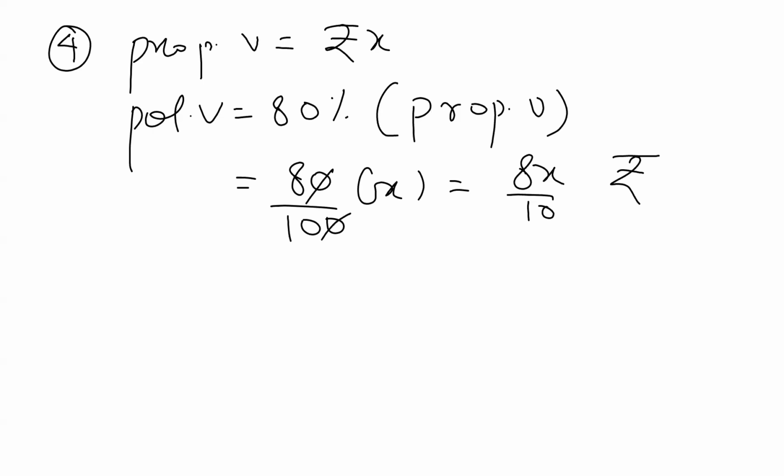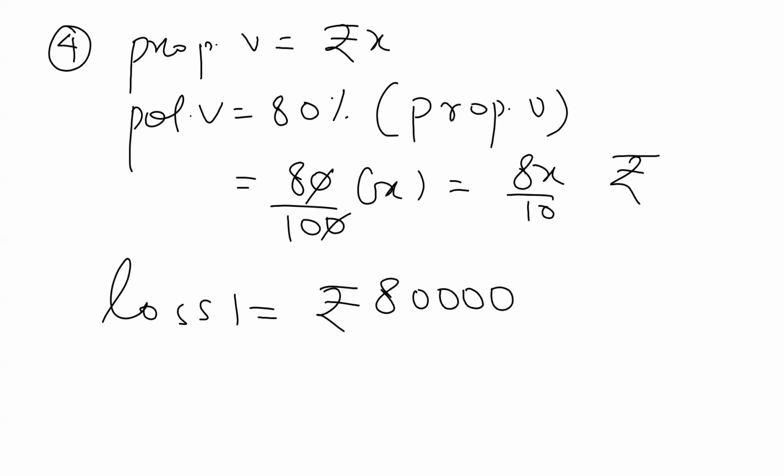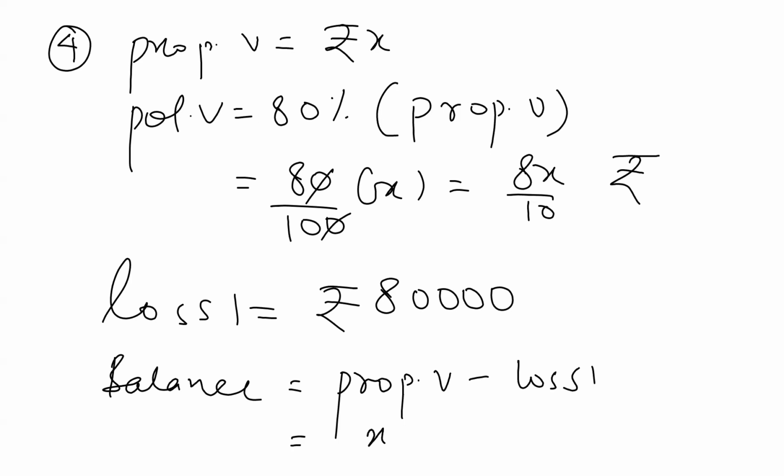Stock worth rupees 80,000 was completely destroyed in a fire. So loss 1 is equal to rupees 80,000, which is the upfront loss. The rest of the stock is nothing but the balance. If you remember, this kind of problem we have done in lecture number 1 or 2. Fine. So first we'll calculate the balance. The formula is nothing but property value minus loss 1. So property value is X minus 80,000. So this is the balance.